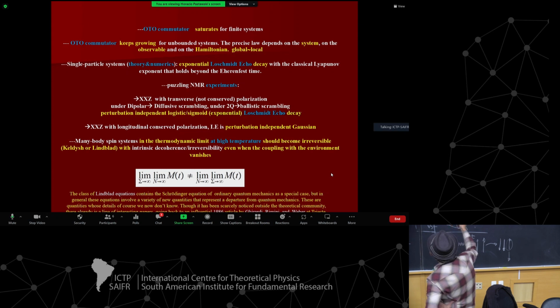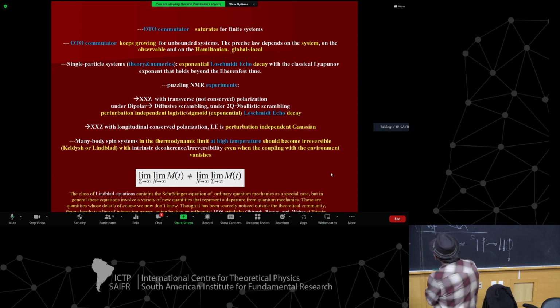While under double quantum ballistic, that's always this logistic curve. And if it is conserved, this is the Gaussian curve. And if it is a one-dimensional system, in that case it is an exponential. I don't know whether to identify this exponential with a sort of Lyapunov exponent.